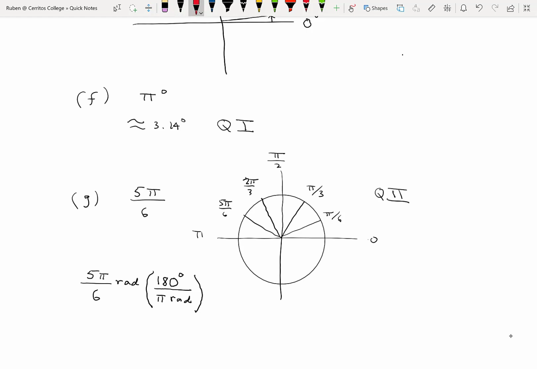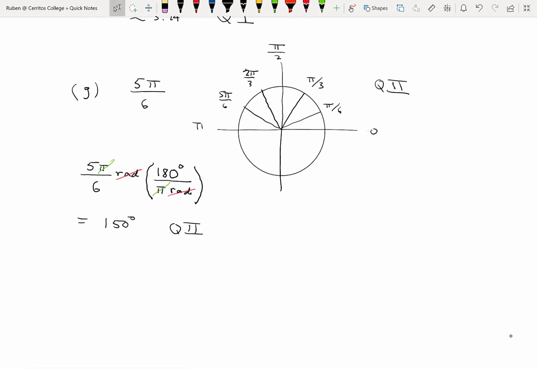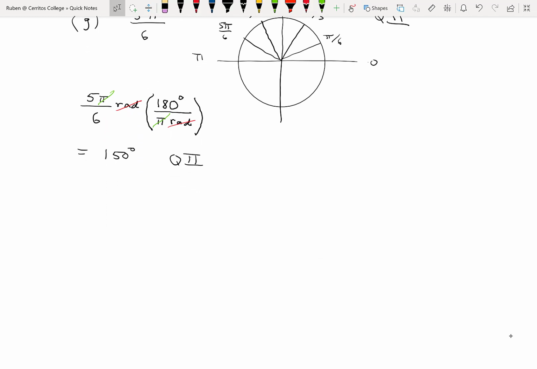The radians will cancel, the degrees will remain, and pi cancels. 6 divides into 180 30 times, and 30 times 5 is 150 degrees, which you may recognize as a quadrant 2 angle, because 150 degrees lies between 90 degrees and 180. So it's possible to figure out that 5 pi over 6 is a quadrant 2 angle by converting from radians to degrees.